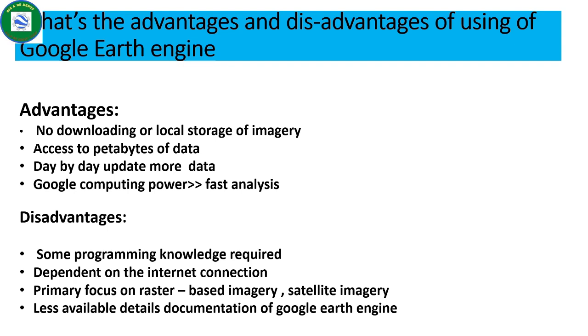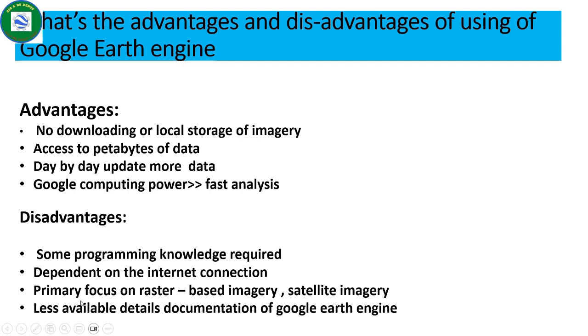It depends on the internet connection. Already I mentioned this, because if your internet connection is very good, your analysis time is very short. Primary focus on raster and vector. Raster based, that means based on imagery, that means satellite imagery. Less detailed documentation of Google Earth Engine is available for all of the things. So don't worry about this. I will supply all of the documentation and materials about the Google Earth Engine platform. So this is the advantages and some disadvantages of the Google Earth Engine platform.